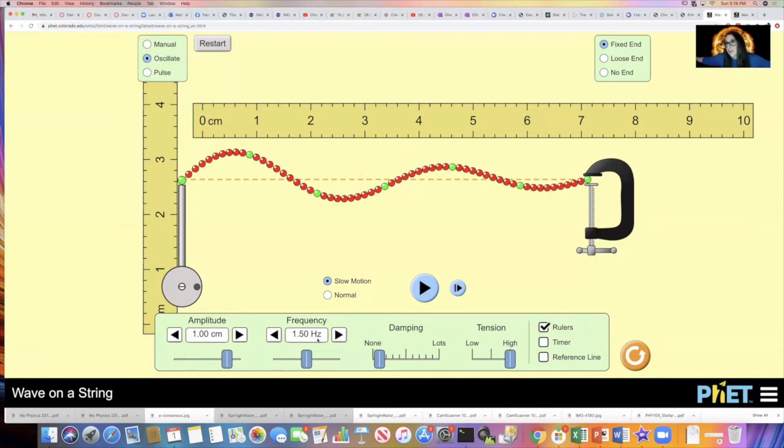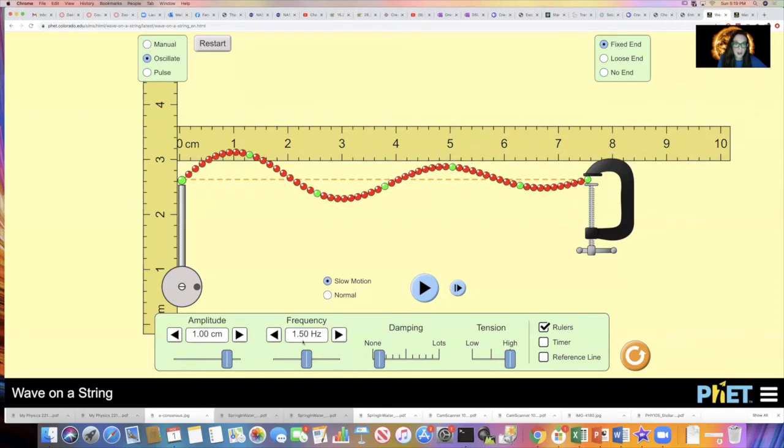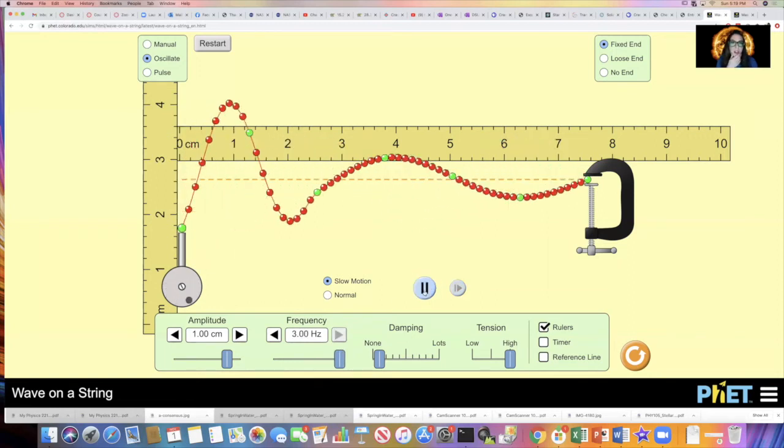So as your wavelength gets longer, your frequency gets smaller. As your frequency gets bigger, your wavelength gets shorter. So let's test that out here. Here we have our wavelength is about 4 centimeters, and we have a frequency of 1.5 hertz. Let's see what happens when we increase the frequency of our system. I'm going to increase it up to 3 and then play and see what happens.